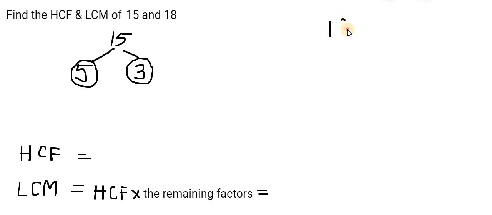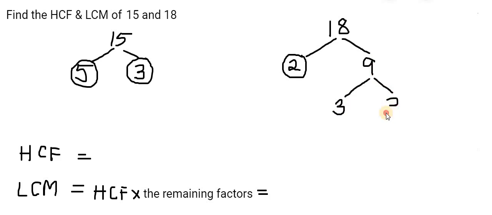18 on the other hand ends in 8. That's an even number, so 2 is a factor. The number that goes with 2 to make 18, that would be 9. 2 is a prime number, 9 is not. So 3 is a factor of 9. The number that goes with 3 to make 9 is another 3. Both are prime numbers, so we circle them. So all the numbers are circled, we stop there.